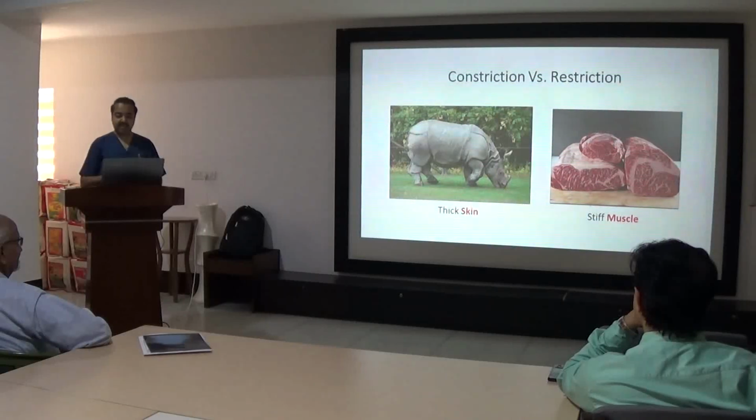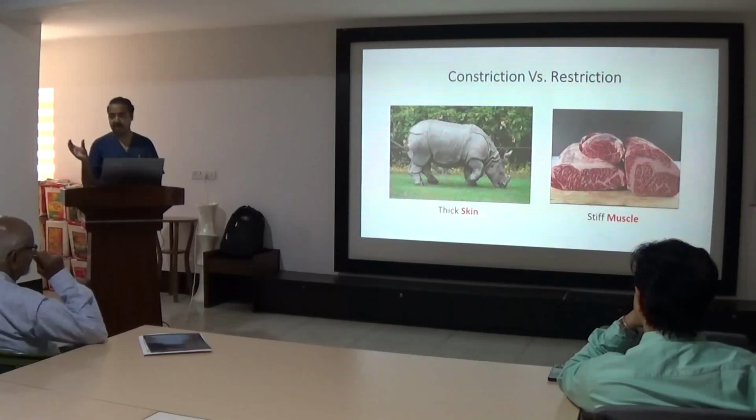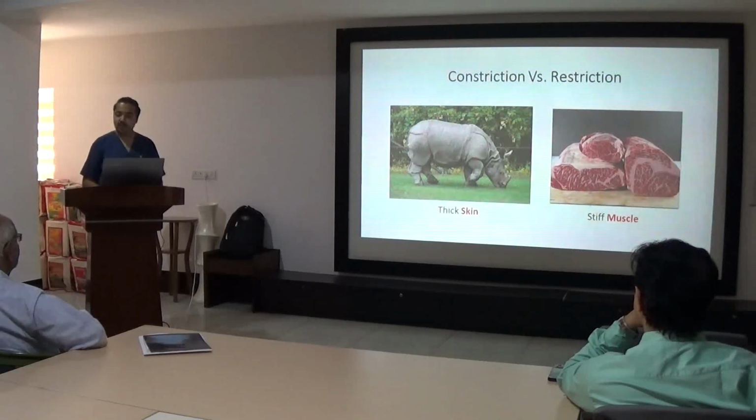So basically it's a thick skin versus stiff muscle. Constrictive pericarditis is a thick skin. It's a thick and calcified pericardium which does not allow movement of the heart beyond a certain extent. It's a closed space, a closed vault. Versus restrictive cardiomyopathy, which is a stiff muscle, and because of stiffness of muscle there is diastolic dysfunction. So in both cases there is diastolic dysfunction.